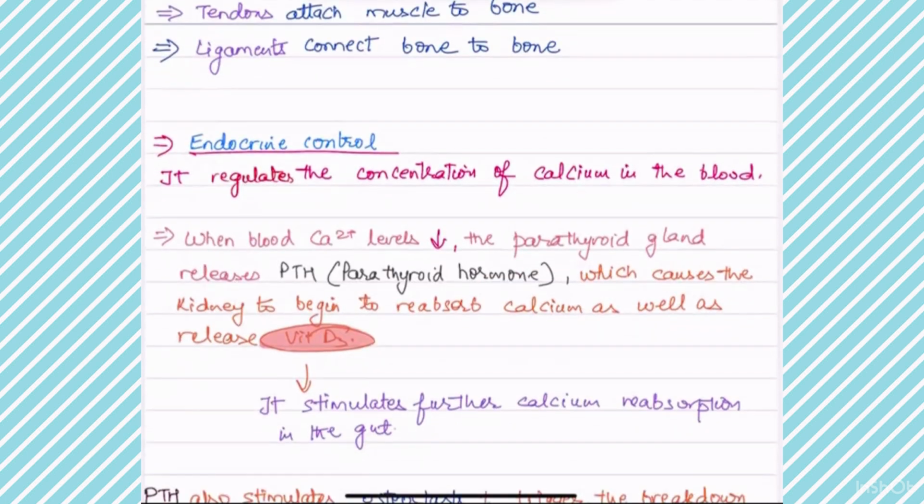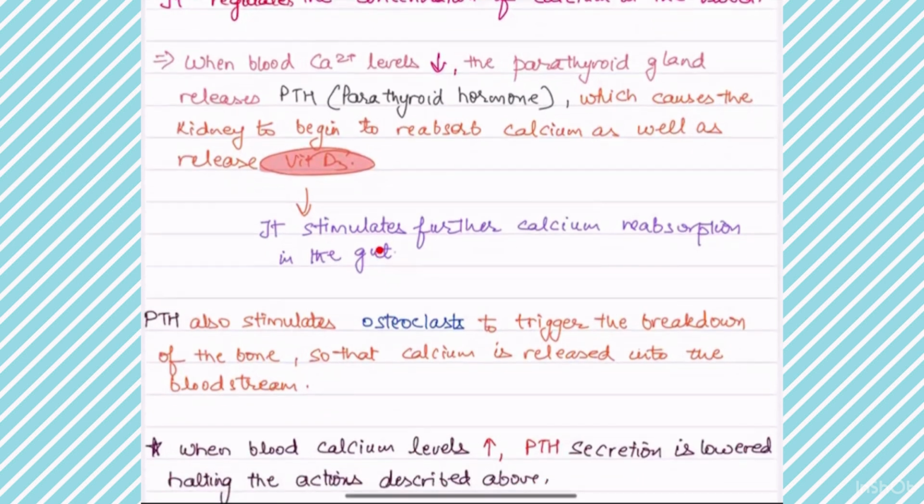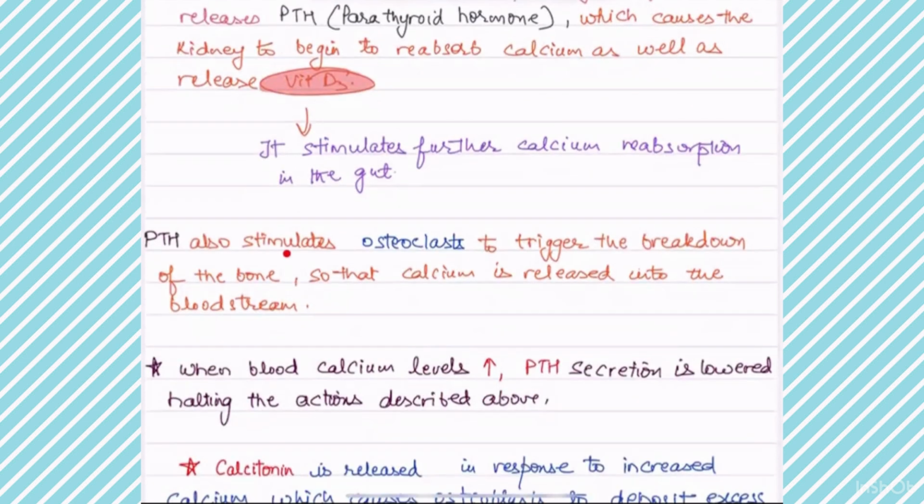And finally, we have endocrine control. So the endocrine system controls the concentration of calcium in the blood. When blood calcium levels are low, the parathyroid gland releases PTH hormone, which causes the kidney to begin to reabsorb calcium as well as release vitamin D3. This vitamin D3 then stimulates further calcium reabsorption in the gut, and parathyroid hormone also stimulates osteoclasts to trigger the breakdown of the bone so that calcium is released into the bloodstream.